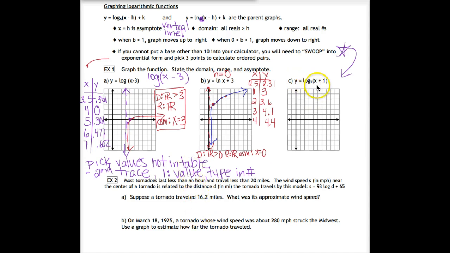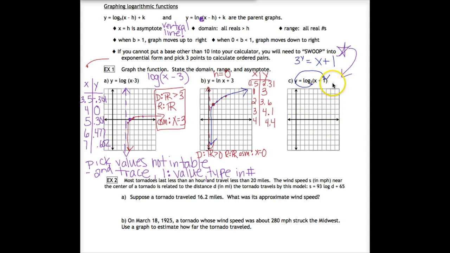All right, last one. These are the ones that I put the star by. These are the special case, because most of you, and some of you might have a newer version that allows you to do this, but many of you do not. And if you can't change this base, you're going to have to swoop into exponential form first. So this is a good opportunity to practice my swoop. I start with the base, I go around the equal sign to pick up my exponent, and I set it equal to this. So 3 to the y equals x plus 1.